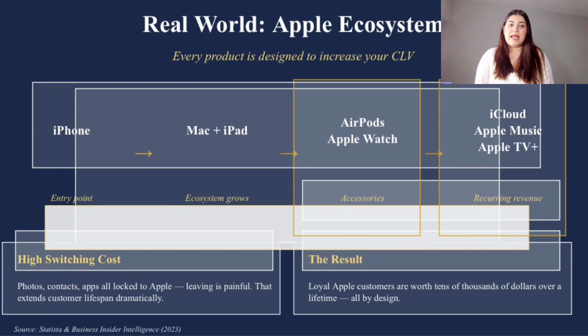And finally, Apple's whole business model is a masterclass in CLV thinking. Once you buy an iPhone, Apple immediately starts pulling you deeper into their ecosystem. A Mac, or iPad, AirPods, Apple Watch, iCloud storage, Apple Music, Apple TV Plus. And here is the genius of it.